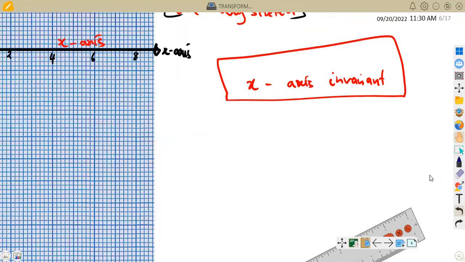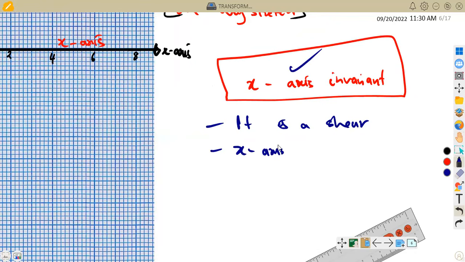All right, so we are going to describe it now. It is a shear. So on your description, this is the first thing. It is a shear. All right, so already the invariant line is there. So x-axis invariant. We've got x-axis invariant here. All right, then we need the shear factor. The shear factor is the distance moved by a point over the distance of that point from the invariant line.